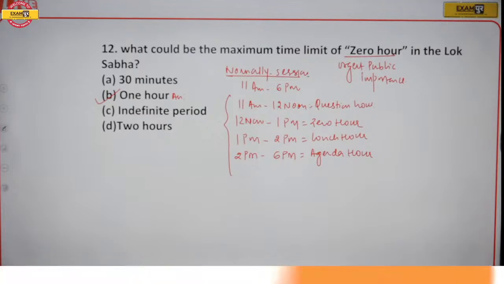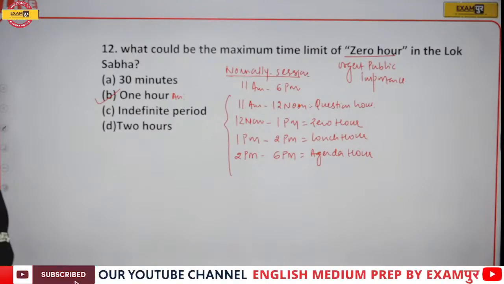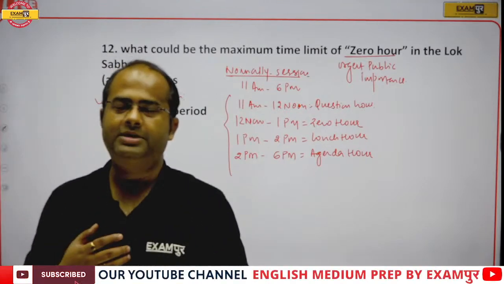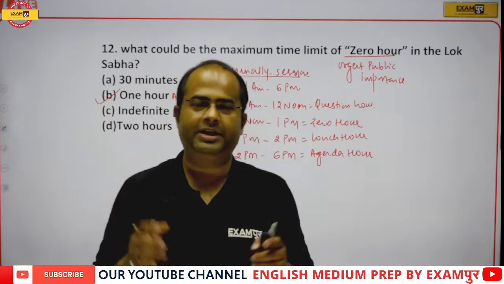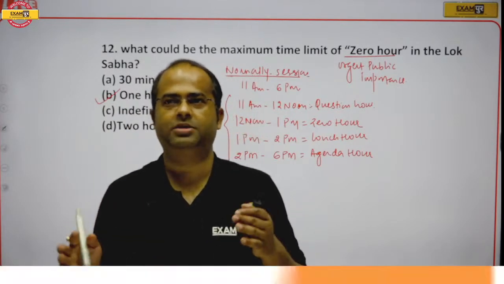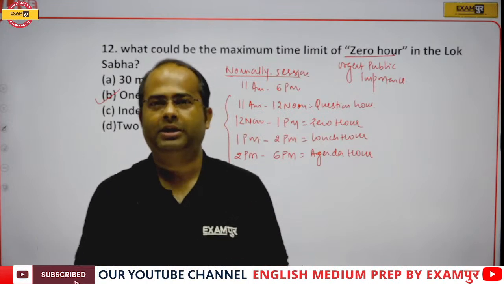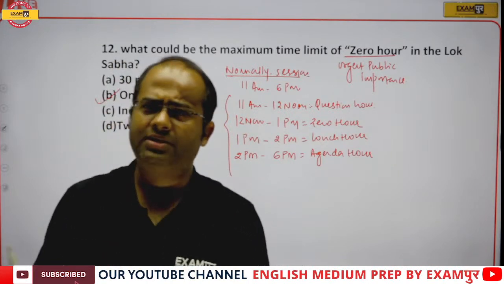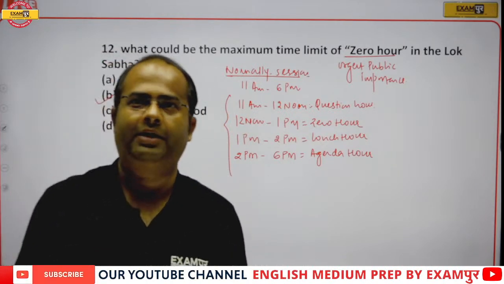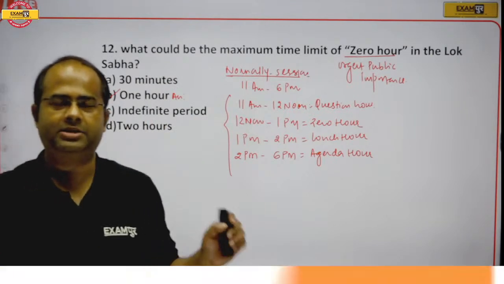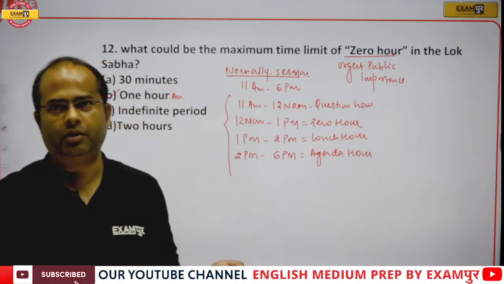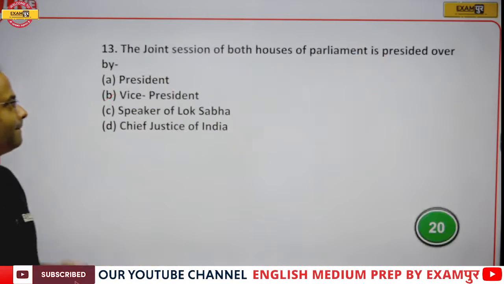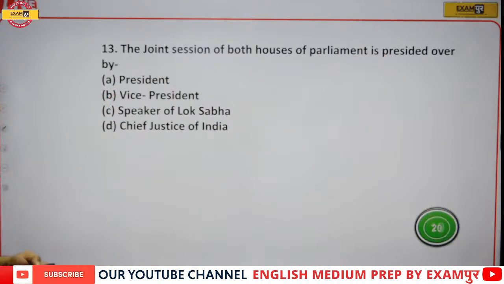It is not done on a frequent basis, dear. If there is such a question that is of urgent public importance, then it happens. Otherwise, this time period is generally left vacant. But if there is such a question, then Zero Hour can be called. Okay, the joint sitting of the house.